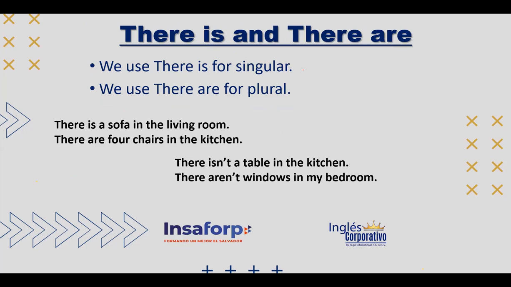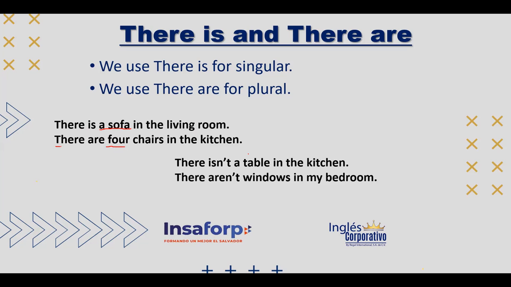Si nos referimos a un solo objeto, nosotros vamos a decir there is, ¿verdad? Si nos referimos a dos o más objetos, we are going to say there are. And here I have some example. There is a sofa in the living room. Solo hay uno, ¿verdad? There is a sofa in the living room. There are four chairs in the kitchen.